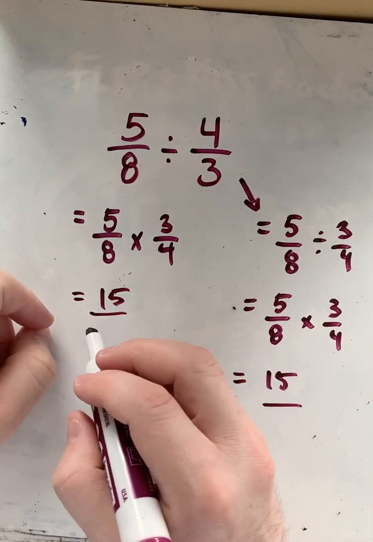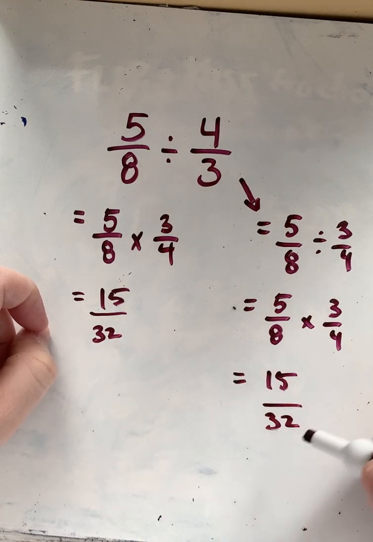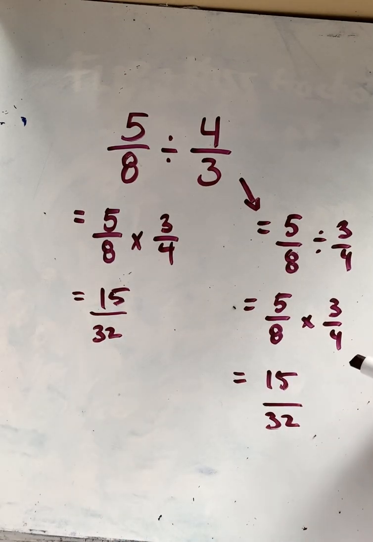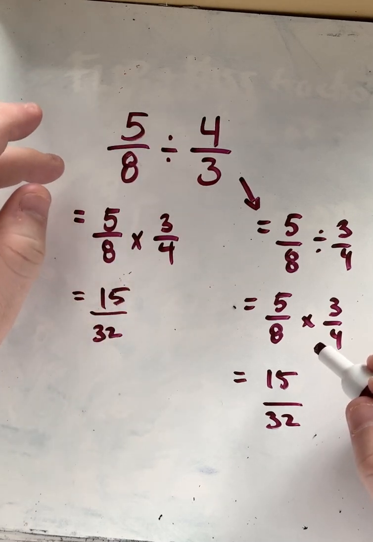8 times 4 is 32. Can I reduce it by anything? I can't, so that's going to be my last step. Okay, so we've got an improper fraction and a proper fraction.